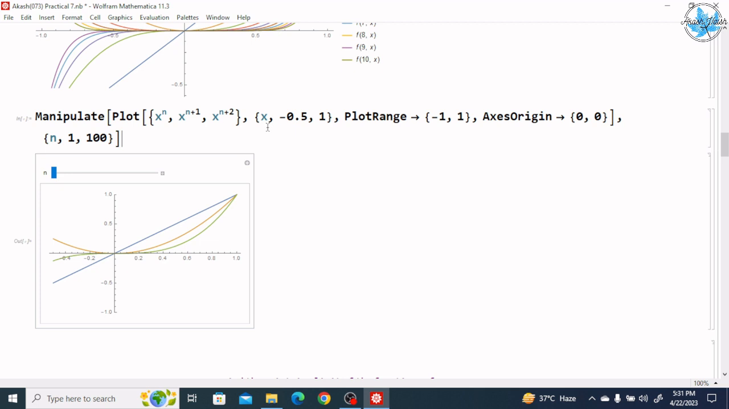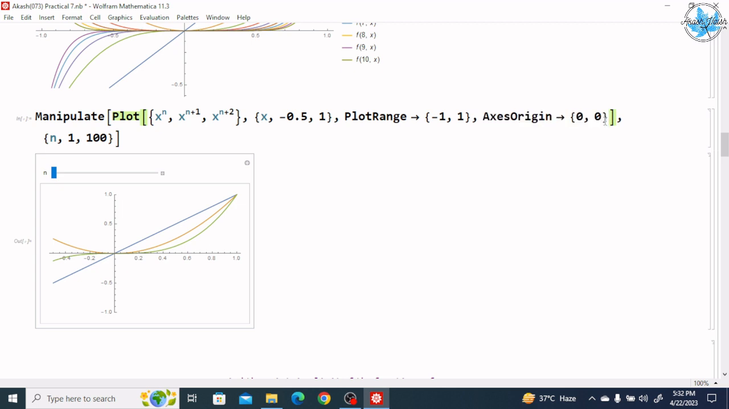Now you know that the function is divergent at -1, so I am varying x from -0.5 to 1. In the plot range, you are defining your axes, that is the x axis and y axis. So I am defining my x axis and y axis of the function to be -1 to 1. So whenever the graph comes in front of me, we can see the graph will lie between -1 and 1. The y axis is also between -1 and 1, and the x axis is also between -1 and 1. For the axes origin, put 0, 0.